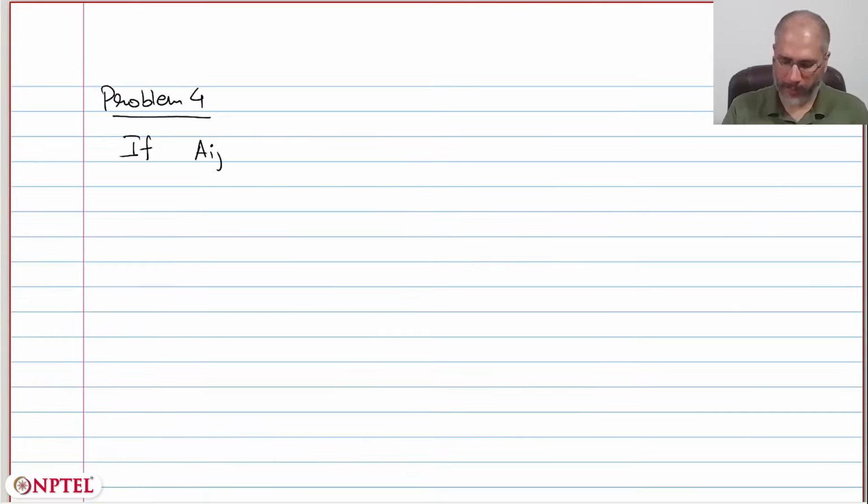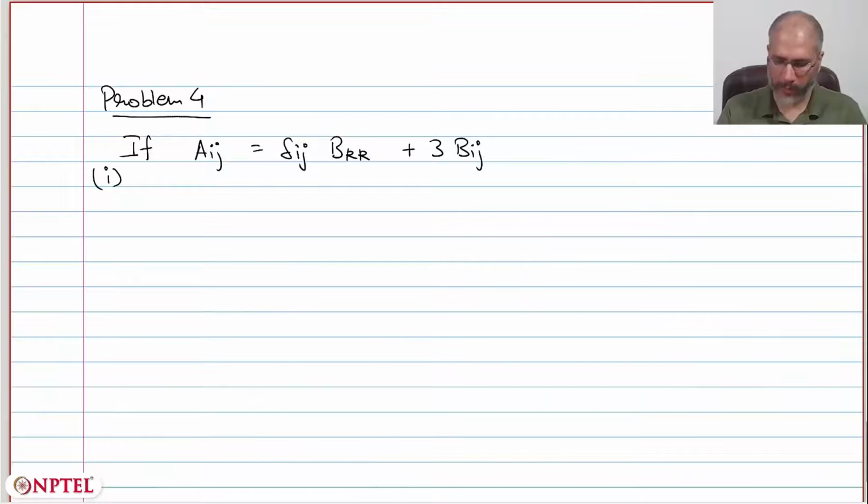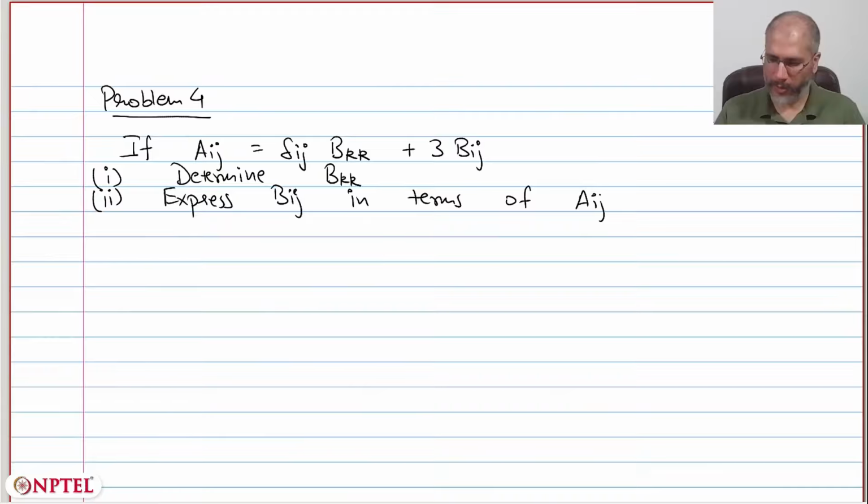If the tensor Aij is given as delta ij times bkk plus 3 times bij, then we have to show two things. First, we have to determine the value of bkk, and second, we have to express bij in terms of aij and aii.